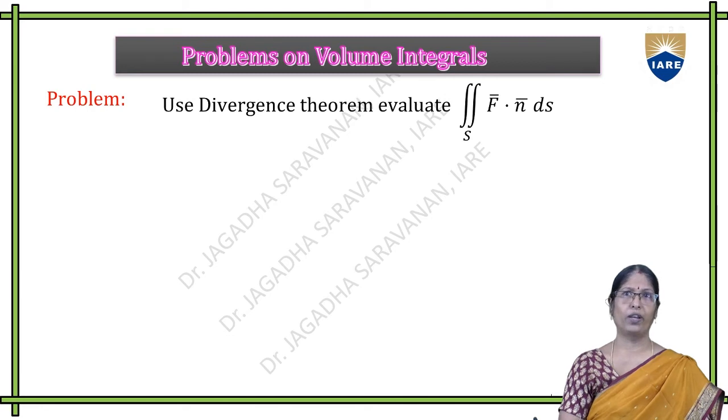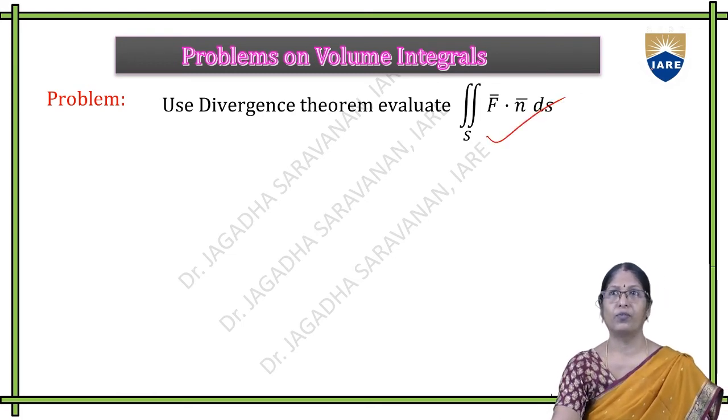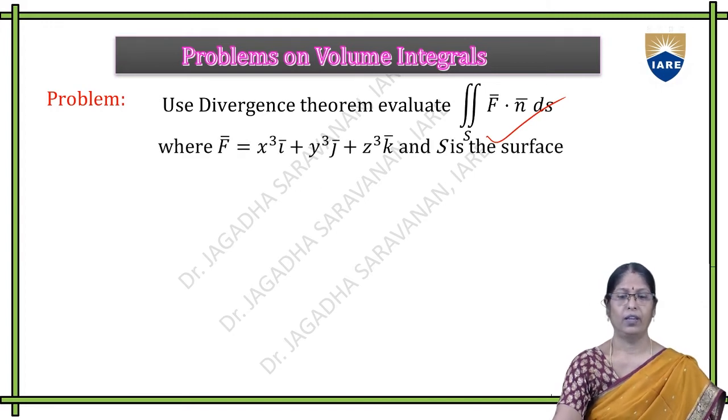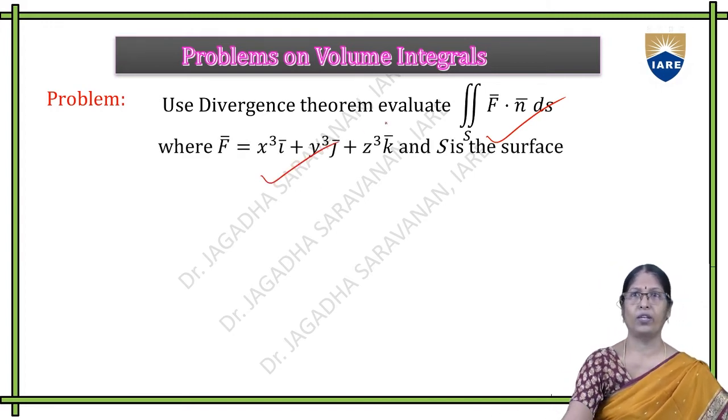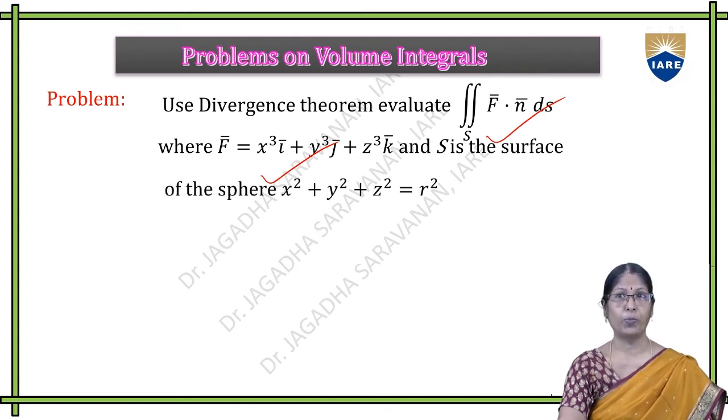Next, we will move to the next problem, that is using the divergence theorem. Evaluate the surface integral of F dot n dS. Here our F equals x cubed i plus y cubed j plus z cubed k, and S is the surface of the sphere x square plus y square plus z square equal to r square.